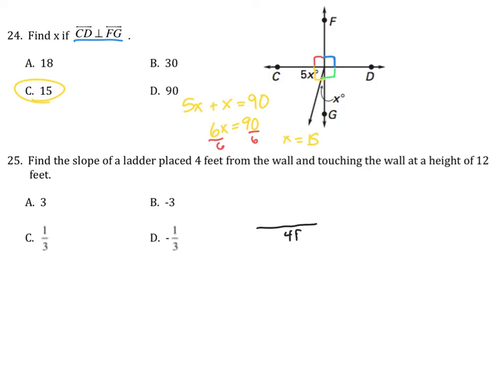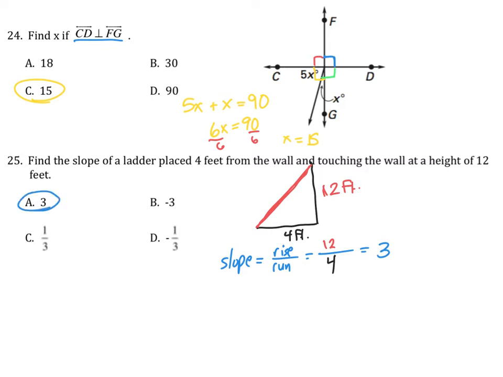25 asks to find the slope of a ladder placed 4 feet from the wall. So here's 4 feet away from the wall. Here's the wall, and I have a ladder that touches the wall 12 feet up. So there's 12 feet right there. What's the slope of this line? Well, remember, slope is simply equal to the rise over the run, which means the rise was 12 feet over the run of 4 feet, which will then equal 3. So the answer is A, positive 3.